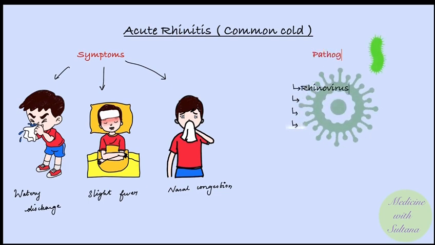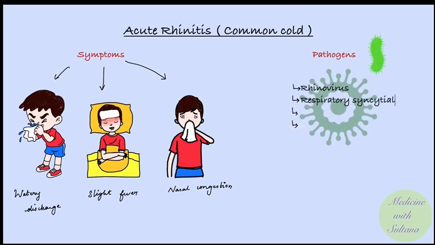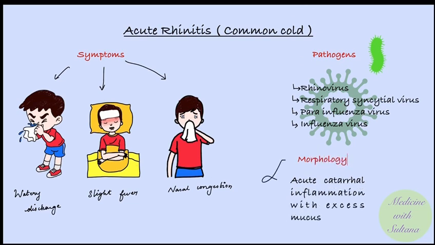Pathogens of common cold are rhinovirus, which is the most important virus, and respiratory syncytial virus, parainfluenza virus, and influenza virus. The morphology of acute rhinitis includes acute catarrhal inflammation with excess mucus. The catarrhal inflammations are mild inflammations caused by weak pathogens such as viruses.